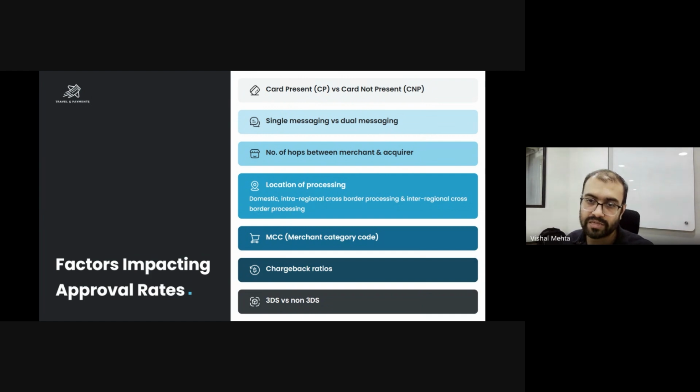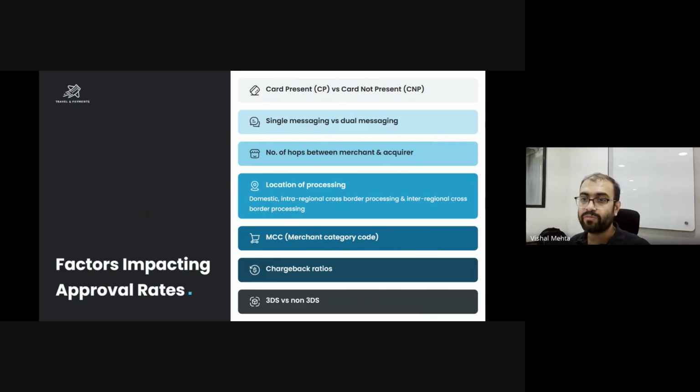But approval rates are the other thing. For example, card present versus card not present have different approval rates, whether it's single messaging or dual messaging. Single messaging is what we call a sale transaction, where authorization and capture are happening at the same time. While dual messaging is where first authorization happens, then capture happens, and that kind of impacts the approval rate as well.